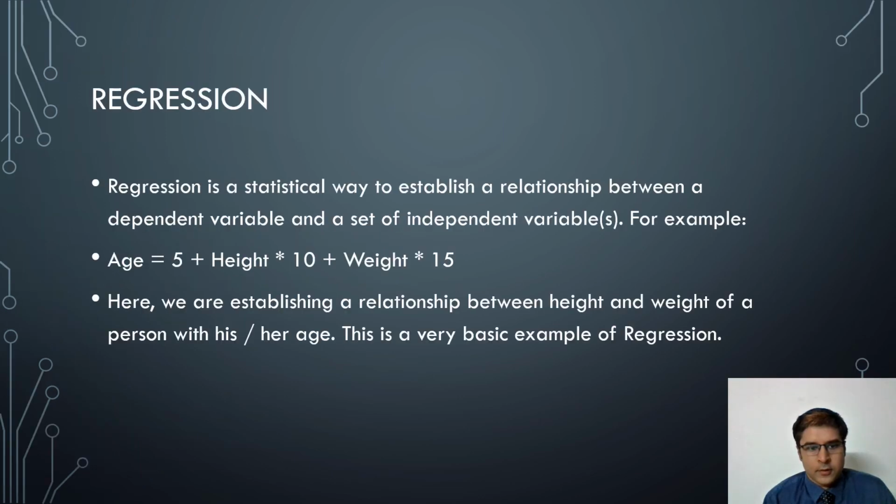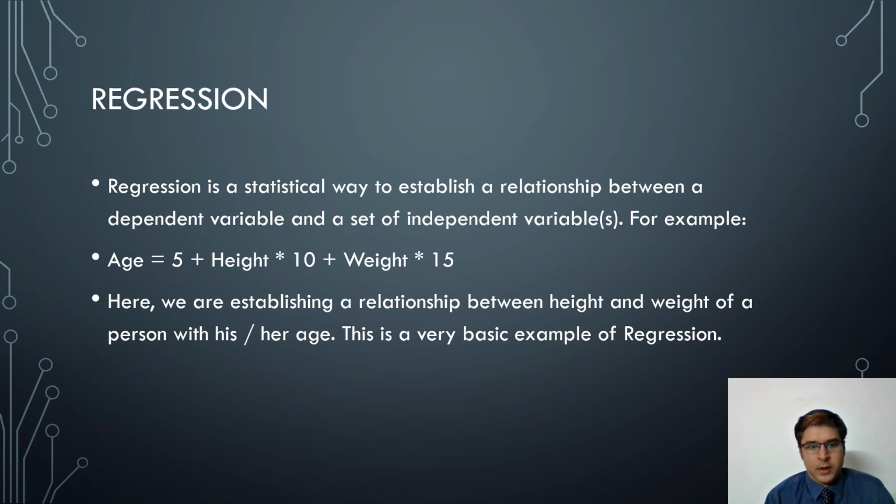What is regression? Regression is a statistical way to establish a relationship between a dependent variable and a set of independent variables. For example, if we say age of a person is 5 plus height into 10 plus weight into 15. Here we are establishing a relationship between height and weight of a person with his or her age. This is a very basic example of regression.